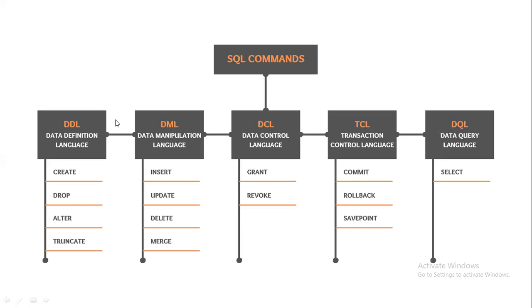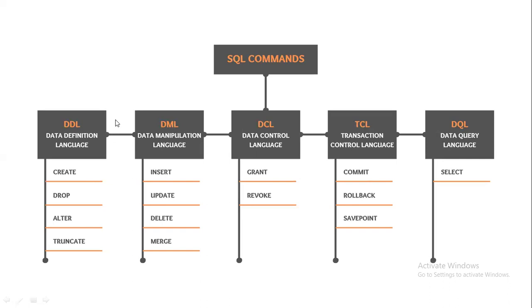TCL, transaction control language, is commit, rollback, and savepoint. Commit is to permanently save the data. Rollback is, if you have any data you want to roll back, you can roll back the data using the rollback command. Then savepoint, where we save the complete script in one savepoint.